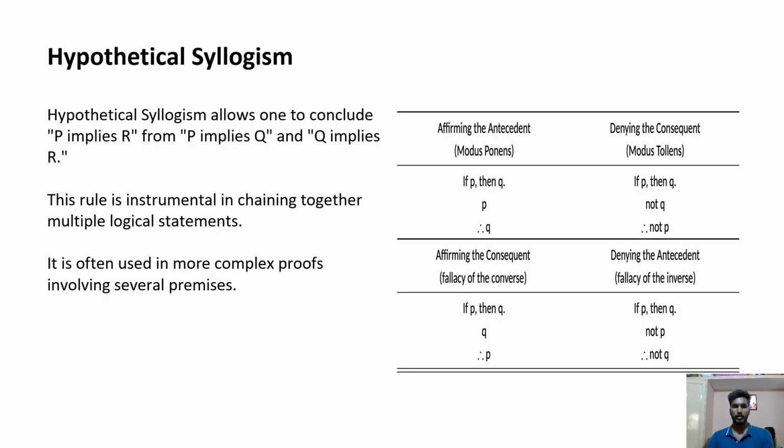Hypothetical syllogism. Hypothetical syllogism allows one to conclude P implies R from P implies Q and Q implies R. This rule is instrumental in chaining together multiple logical statements. It is often used in more complex proofs involving several premises.